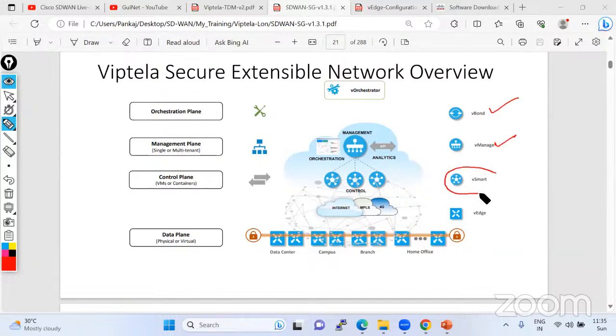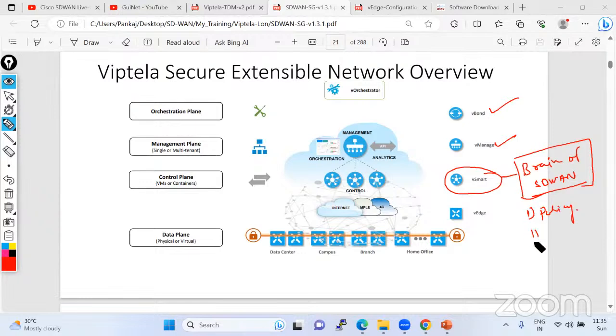This we understand. This is the vSmart. So what is the vSmart? vSmart is just one of the components. This is the brain of SD-WAN, because all the SD-WAN fabric intelligence is going to be handled by the vSmart. And what is the intelligence? Like the policy, about the routing, about the IPsec key. All of this is going to be handled by the vSmart.